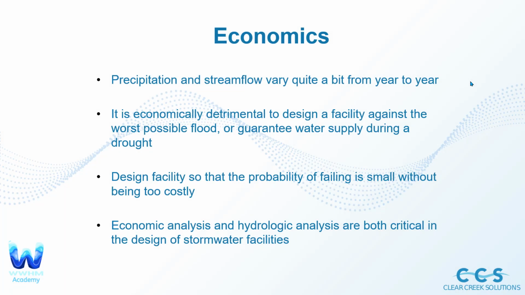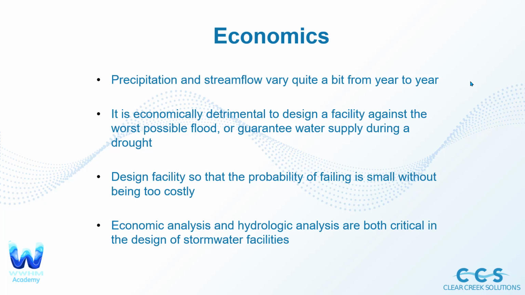Precipitation and stream flow vary quite a bit from year to year. So it can be very difficult to design these stormwater facilities just by hand. That's why we have software packages that often help us with this process. It is economically detrimental to design a facility against the worst possible flood or to guarantee water supply during a drought. So designing a facility for these really crazy extremes, like the worst flood possible, or making sure there's plenty of water during a very, very dry period, it's going to cause us to make the facility way too extreme and accommodate way too many things, and the cost will be too high.